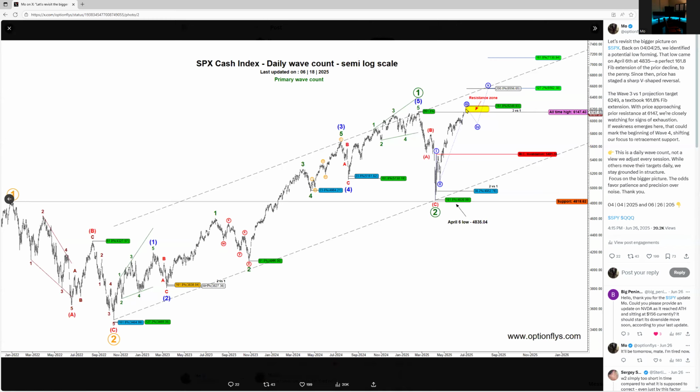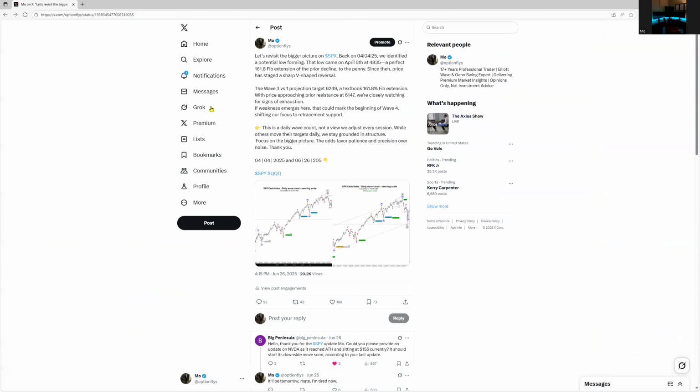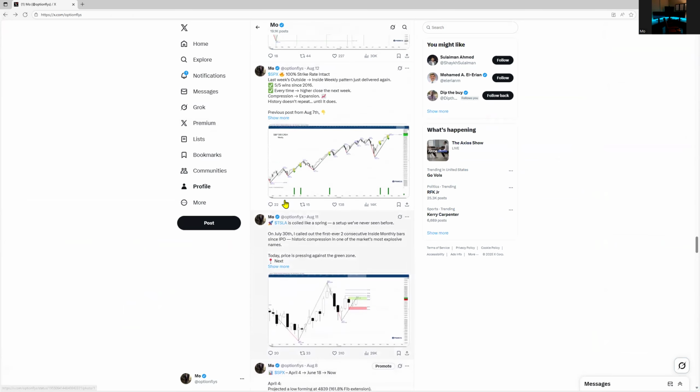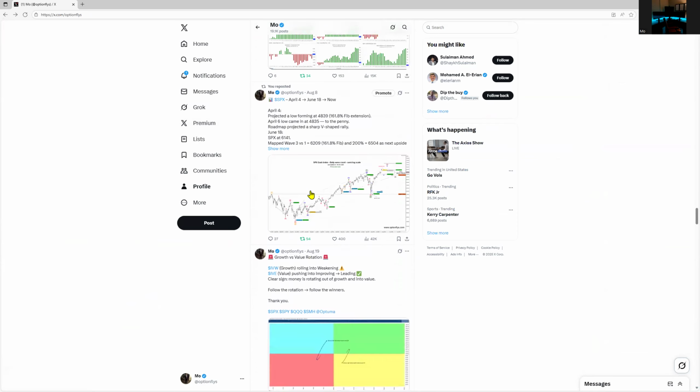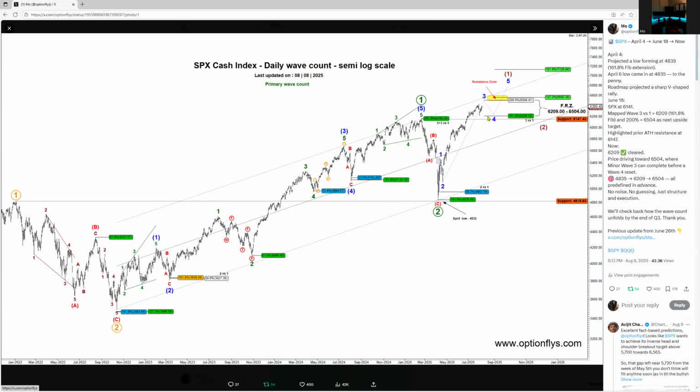So this third wave, three versus one, with 200% and 261.8. From here we've been rallying. I've been updating wave counts, and okay, here we are. We cleared this one back and we're on the 8th. What is this? June, July, August, September. The three versus one, and then we're going toward this 200%, 65 or 4.